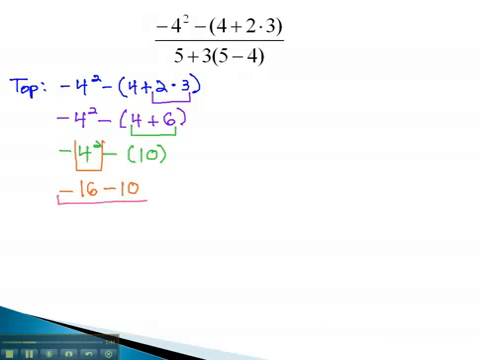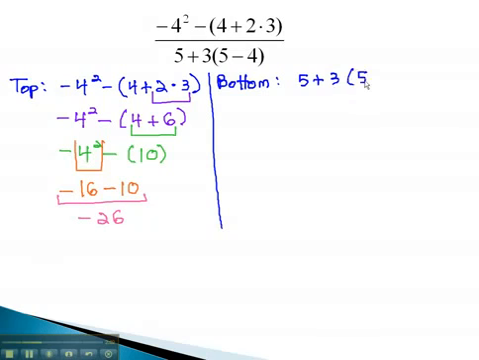Finally, we can subtract: negative 16 minus 10 is negative 26. And the numerator, or top of that fraction, has been simplified. Now, we look at the bottom. 5 plus 3 times (5 minus 4).